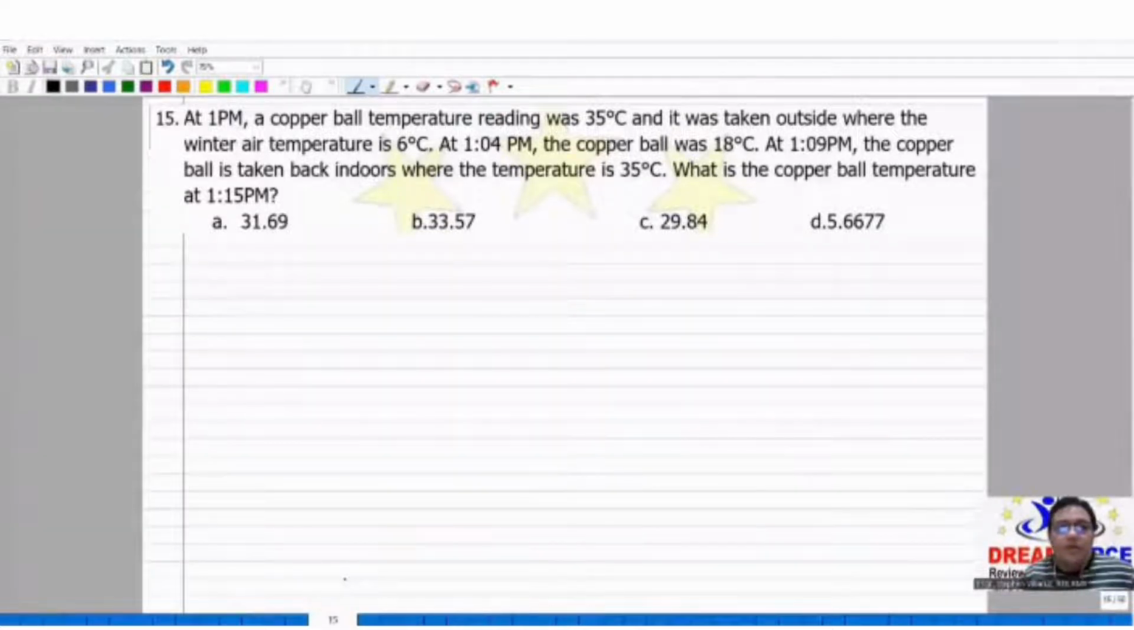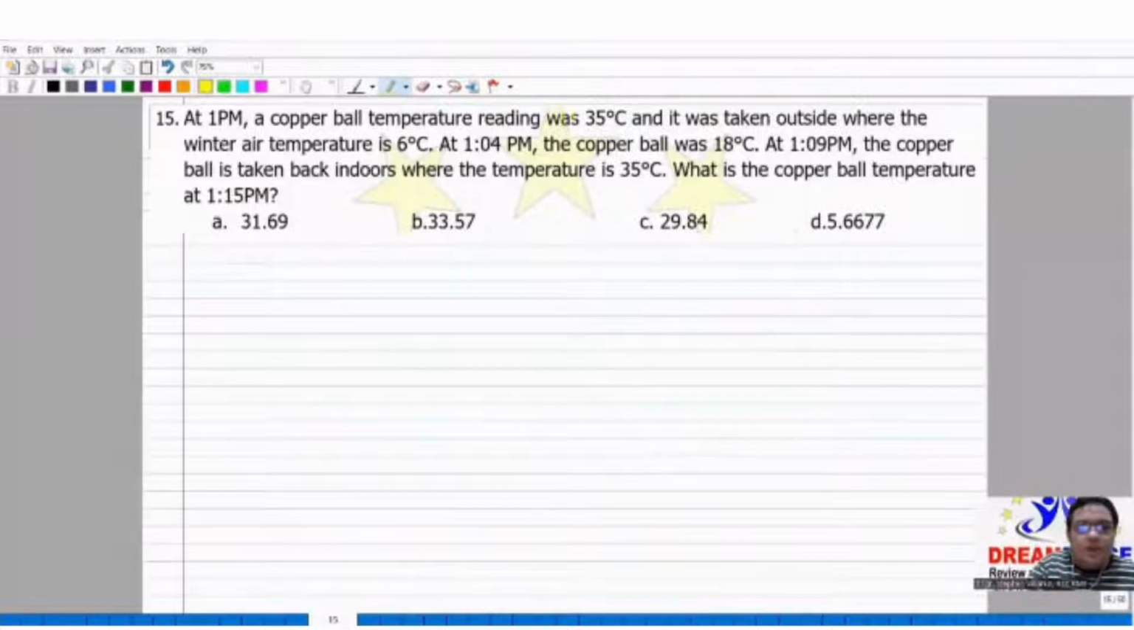The comparable temperature reading was 35 degrees Celsius, and it was taken outside where the winter air temperature is 6 degrees Celsius. Okay, yung ating initial temperature is 35. Tapos, yung ating surrounding temperature, theta, is 6 degrees Celsius. So, yan. Initial temperature at time t equal to 0 is 35.